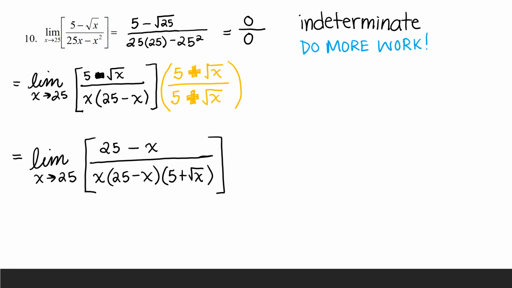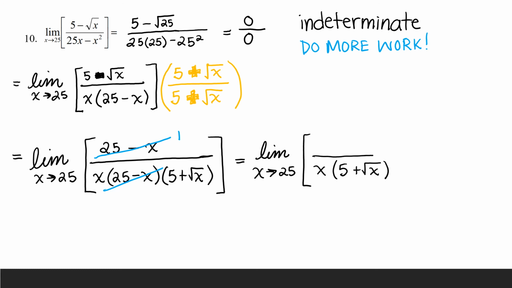Now, I have a common factor between my numerator and my denominator. My numerator has this 25 minus x, and my denominator also has 25 minus x as a factor. So they will divide out, and I'm left with 1 in the numerator. So this is equal to the limit as x approaches 25 of, I'll write my denominator first so that this fraction is a little more balanced. So I'm left with an x times 5 plus the square root of x, and a 1.